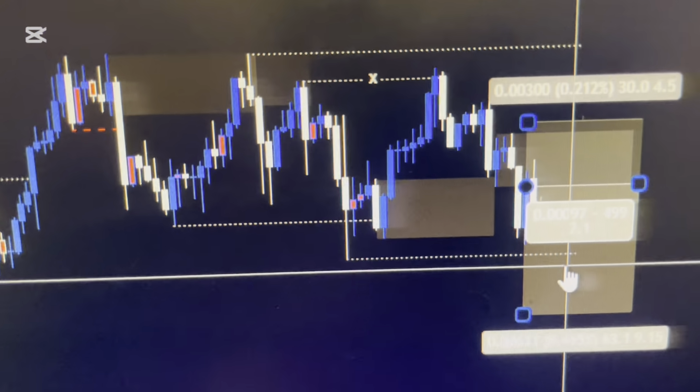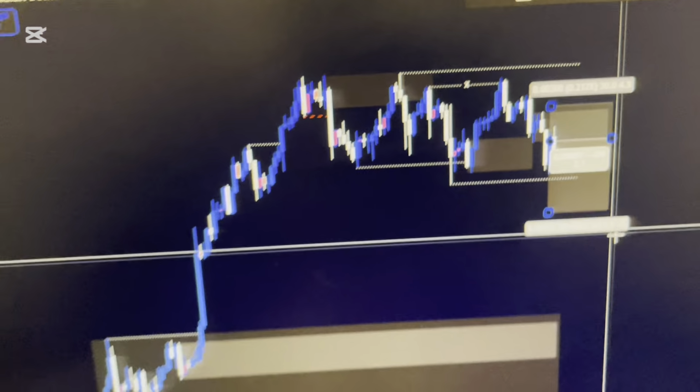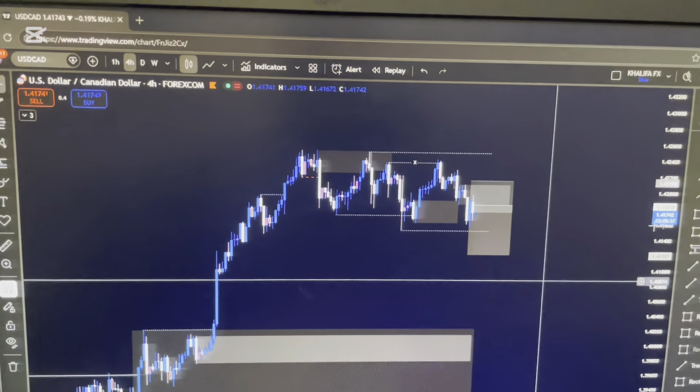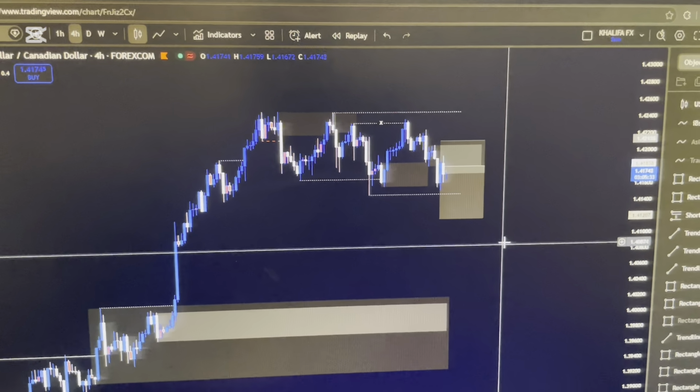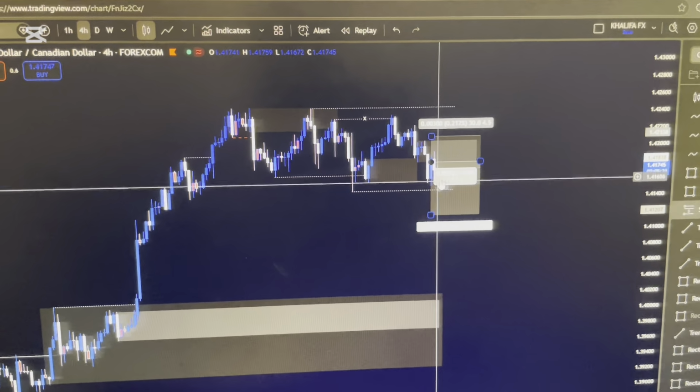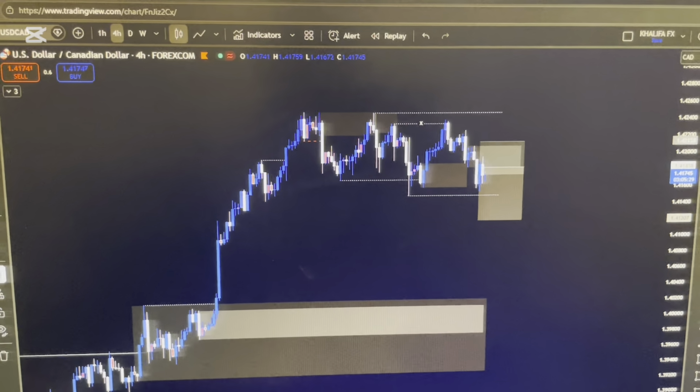I hope you guys can see it. A fixed 1:2 risk to reward, right? So that's it. Let's hope this trade plays out well, but at the moment it's roughly at entry, so let's see how it will go.